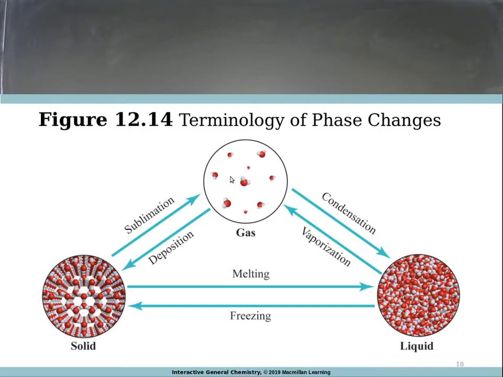A gas can go directly to a solid without becoming a liquid intermediately. That process is called deposition, and then a solid can also go directly to a gas. That is called sublimation. And so these are actually more common processes than you might realize.